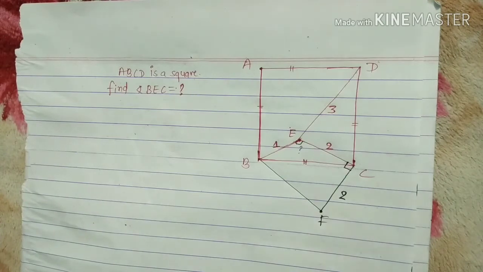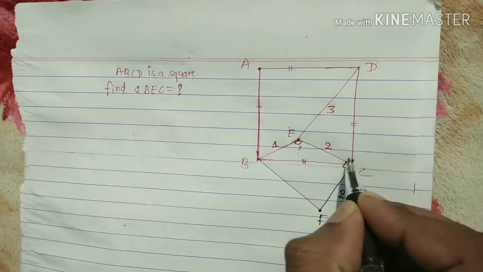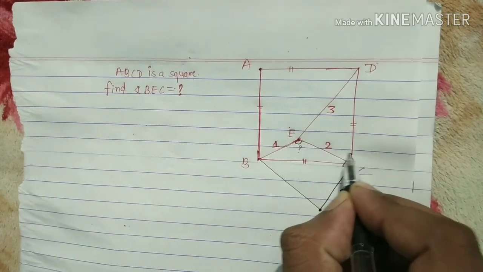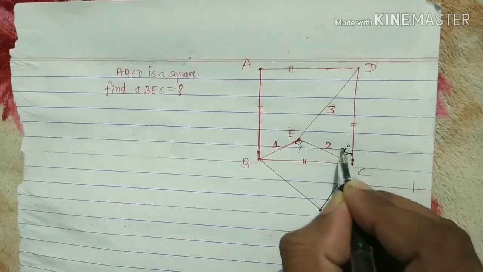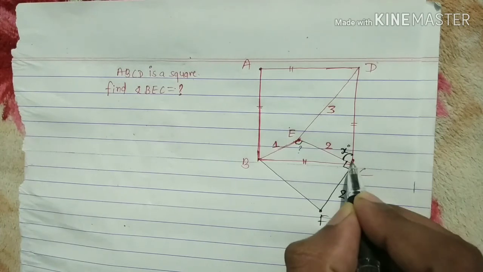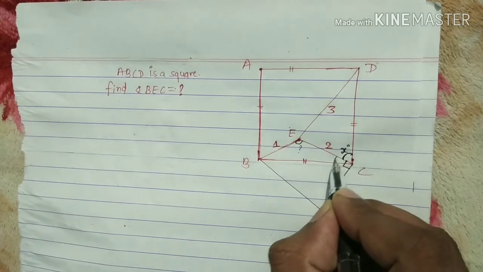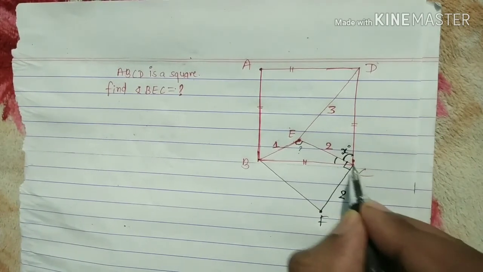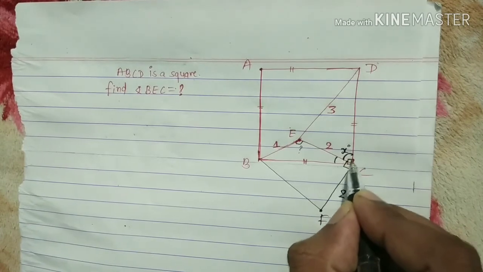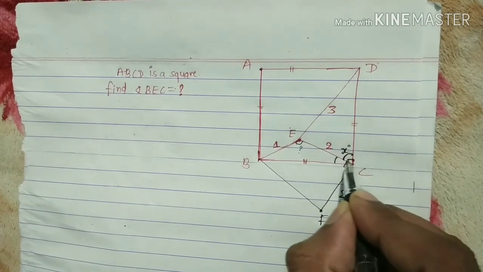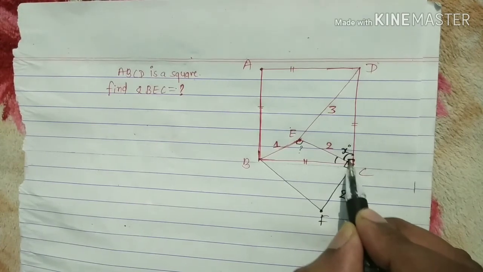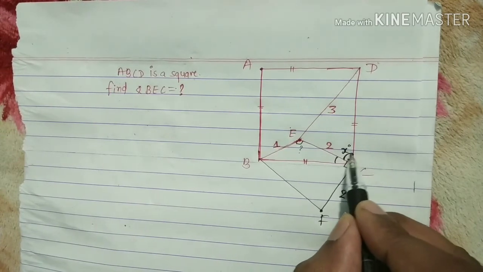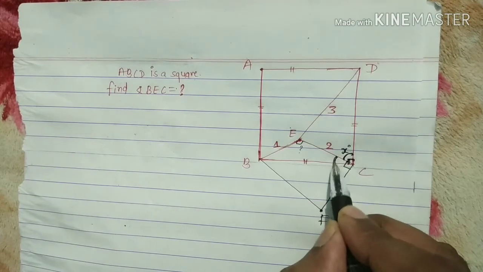Okay. So now, as you can see here, I am going to let these angles be X. So if we let these angles be X degrees, then these angles will be 90 degrees minus X, because as we know, the vertex angle of a square is 90 degrees. So if it is X, then this angle should be 90 minus X.